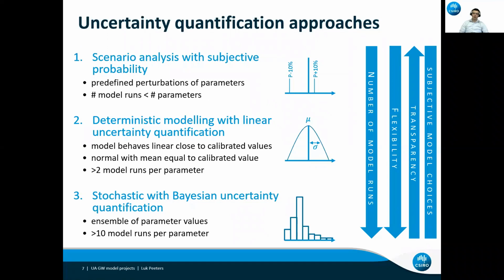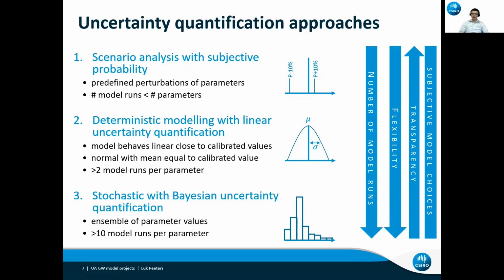So to bring a bit more statistical rigor into that process, you can go the next step up, which is deterministic modeling with linear uncertainty quantification. You start from the same spot. You start with a calibrated model, and you assume that the model behaves linearly in the vicinity of those calibrated parameter values. And you assume that the parameters are normally or log-normally distributed, and that your predictions are also normally distributed. By applying uncertainty propagation equations, you can then transfer that uncertainty from your parameters to your predictions.